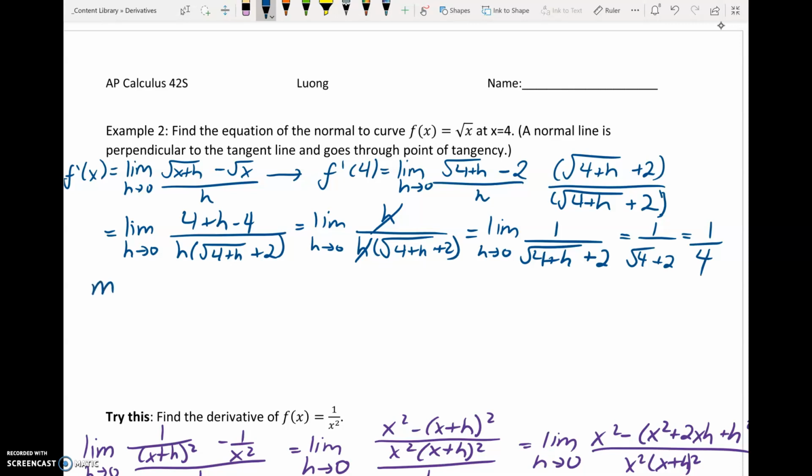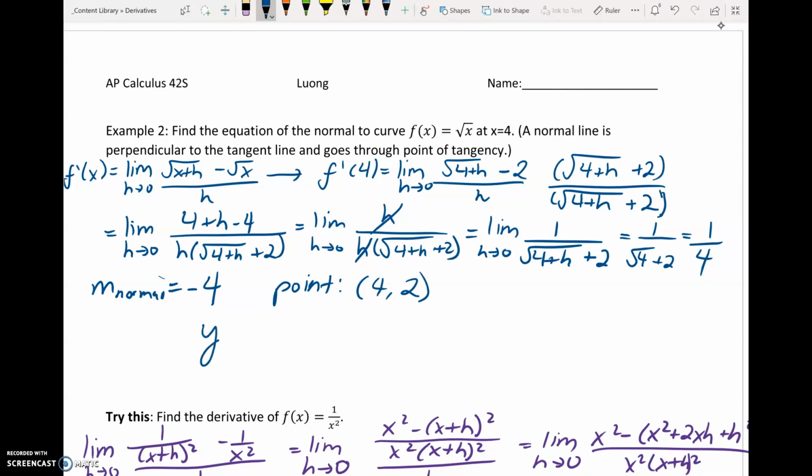To find the m normal, we're going to do the reciprocal of the m tangent and then negate it. So that's the slope we're going to use. And then we'll take a look at our point. Our x value is 4. We need to find the y value. So I'm going to plug this in to f of x. That's root of 4, which is 2. So our point is 4, 2.